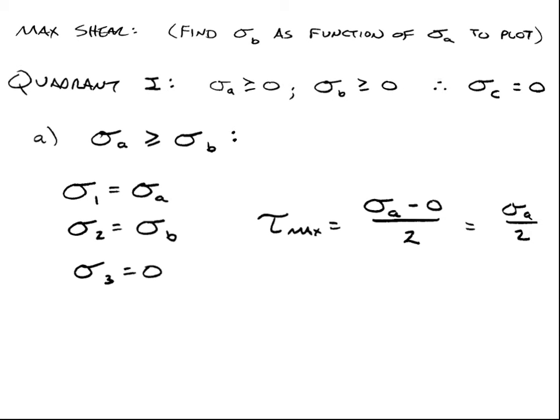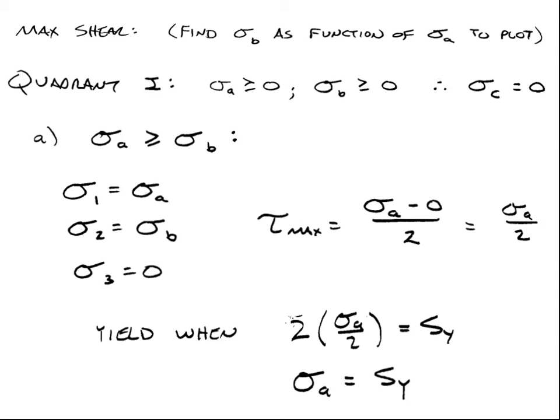And there's two cases there. One of them, as we said, if sigma A is greater than sigma B, then our maximum shear strength turns out to be sigma A divided by 2. And so we get yielding when 2 times that value is equal to the yield strength. In other words, when sigma A is equal to the yield strength.